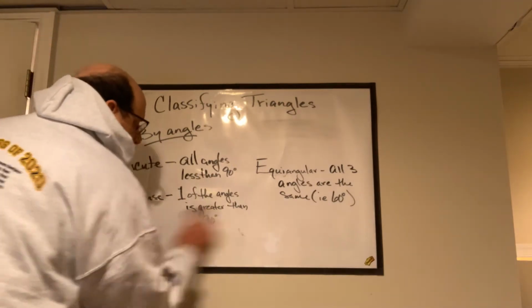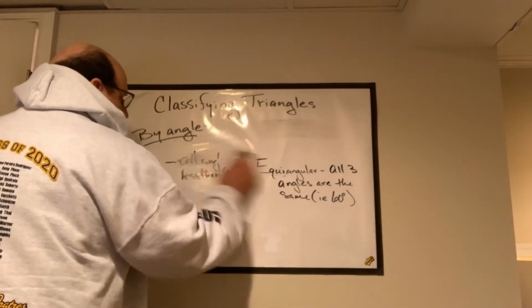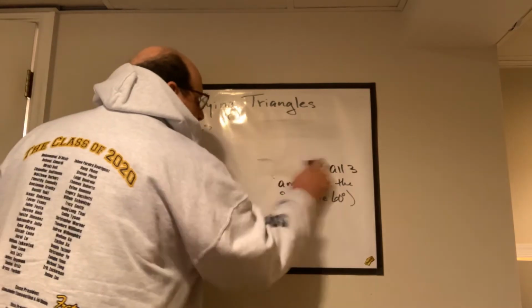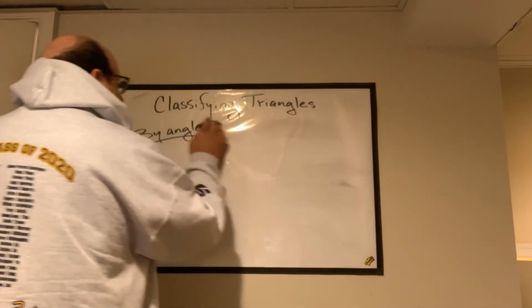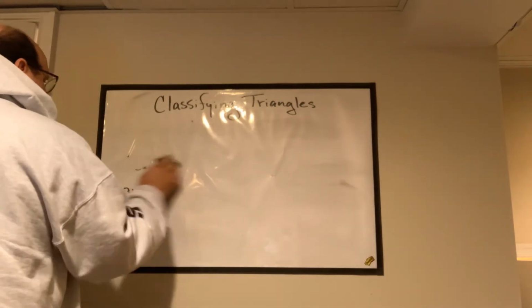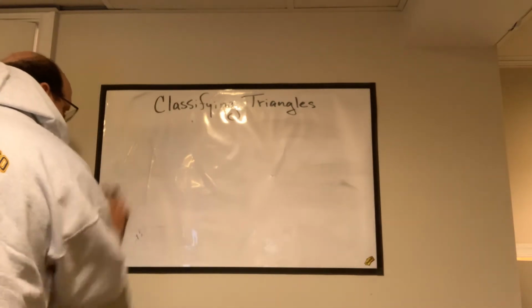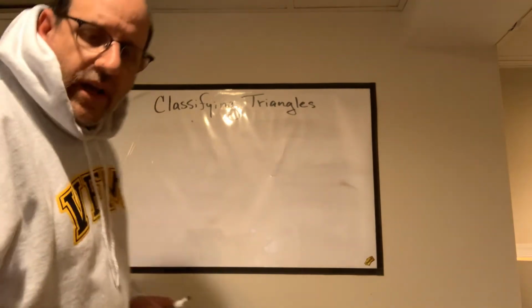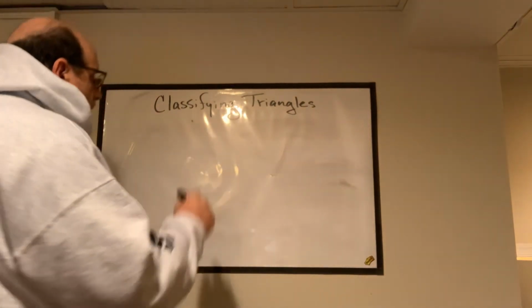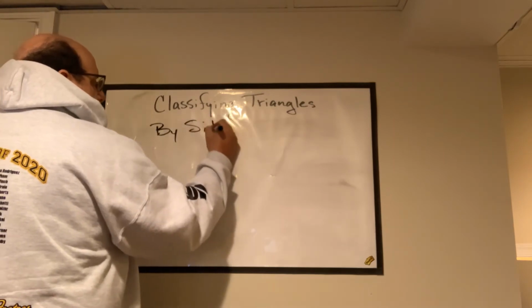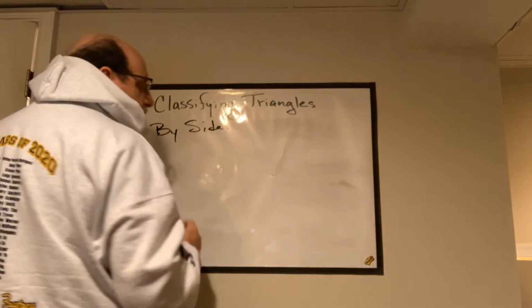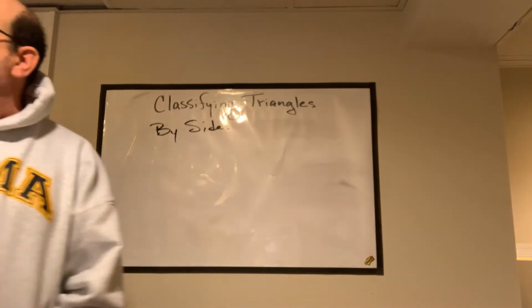And now we'll start classifying by sides. Sorry, this doesn't erase perfectly, but it's better than nothing. Beats a poke in the eye, I guess. We'll do the sides real fast. Classifying by sides. There are only three of these, so we don't really have to worry about it.